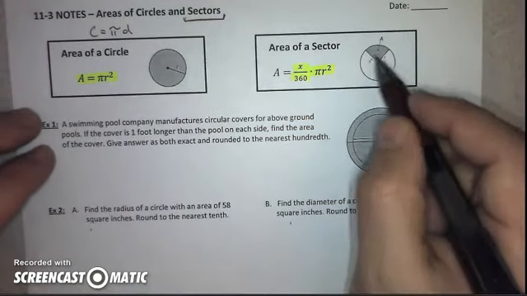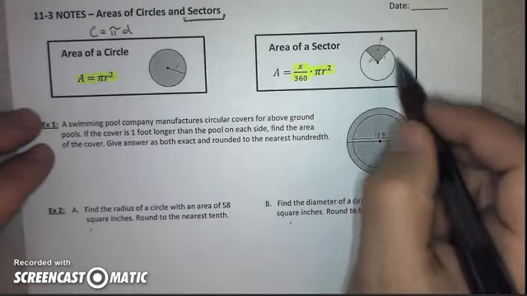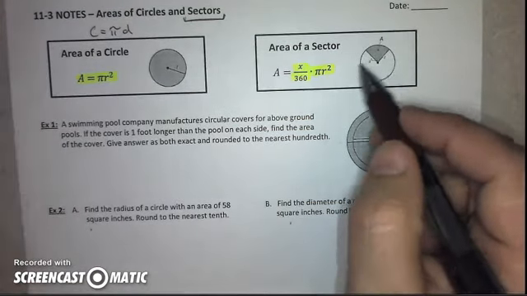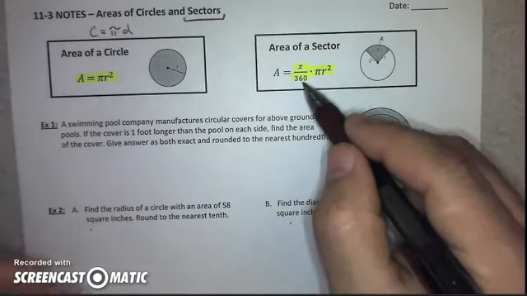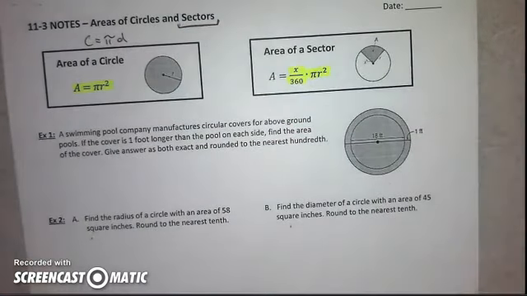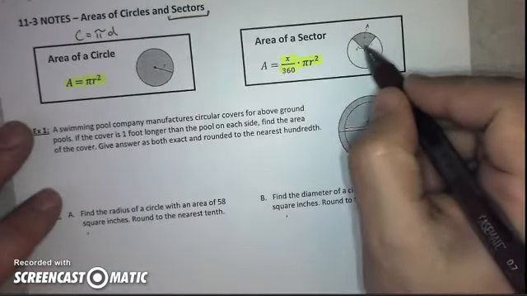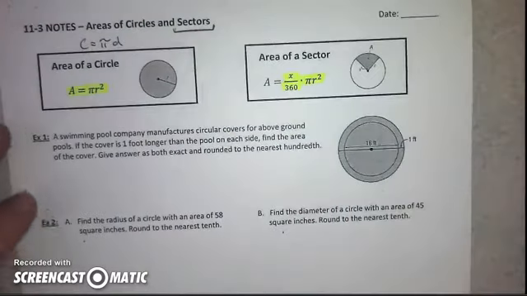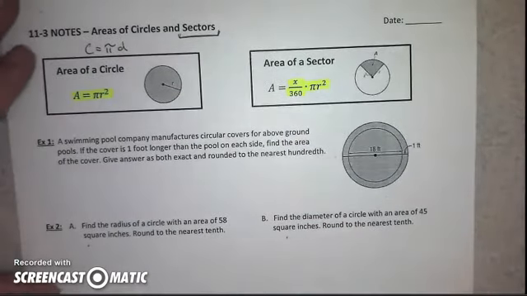If my sector was formed with a semicircle, then it would be 180 out of 360, that's 1/2, so we do half the area. So that's some other examples, but we can use a lot of different angle measures in there to create these different sectors. Okay, so let's look at example 1.